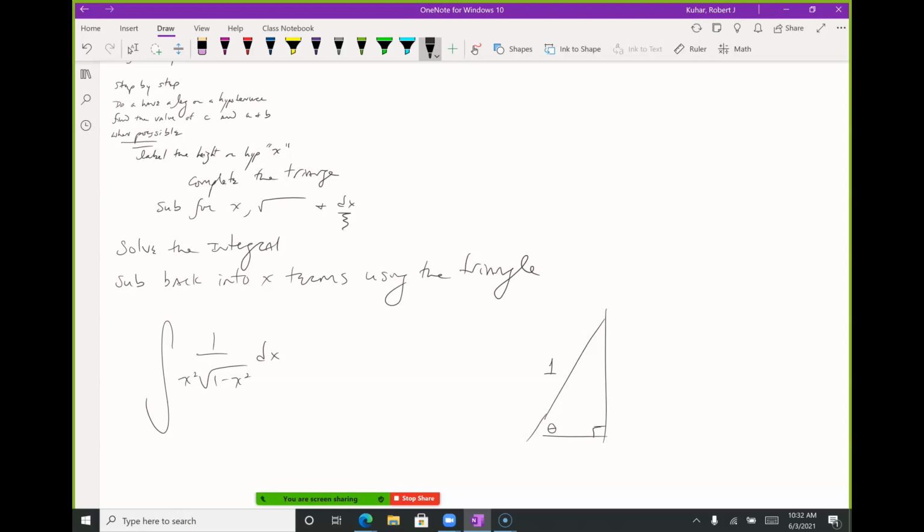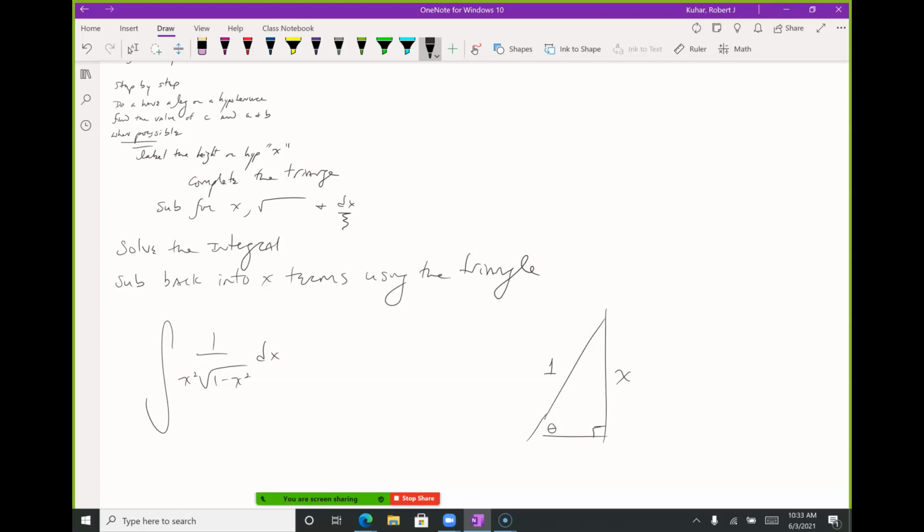And so since I have the height unlabeled, I'm going to label it x. I would like to choose either my hypotenuse or my height as x whenever I can, because it will make things easier. Sometimes it doesn't matter. Okay.